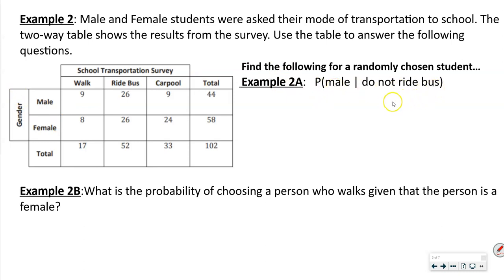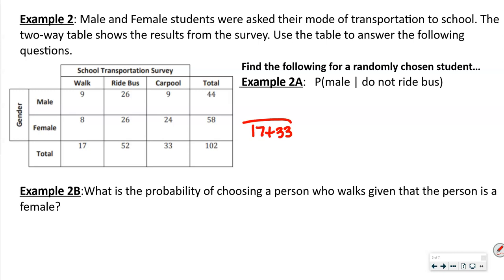So what are we looking for? We're looking for the total of people that did not ride the bus. We're going to put that in the denominator. So people that didn't ride the bus. Ride the bus is 52, right? So we need the 17 and this 33. So what we're going to do for our total this time is 17 plus 33, okay? Because that's our total of people that did not ride the bus.